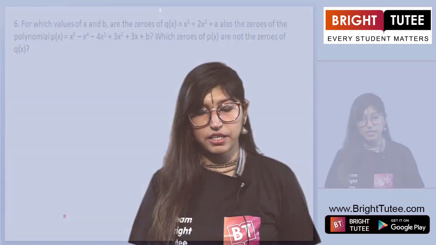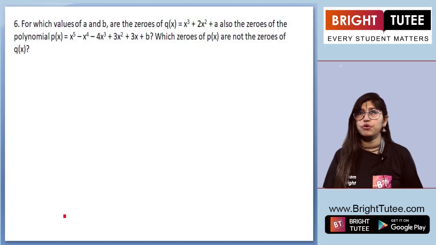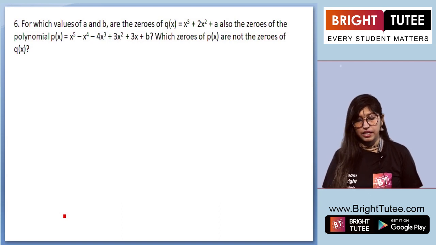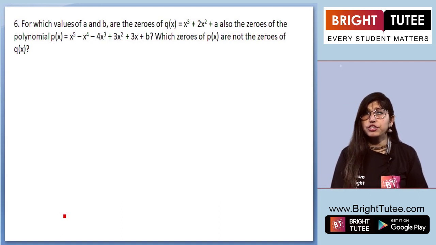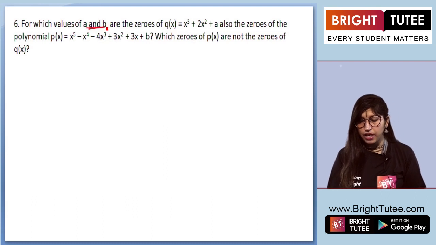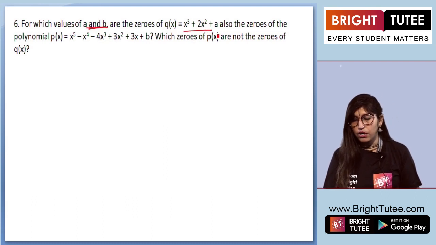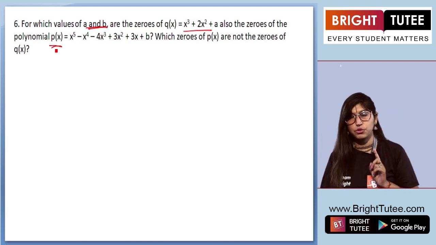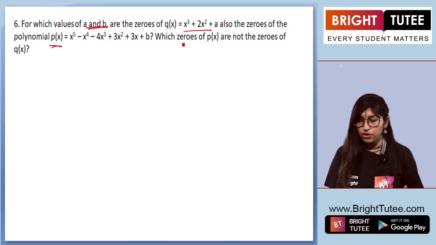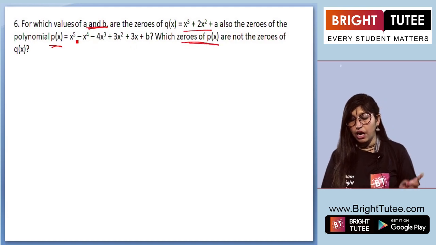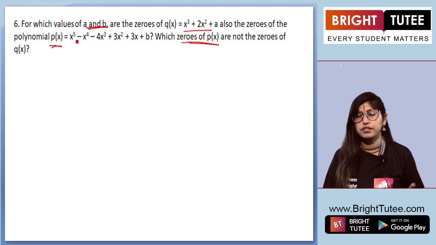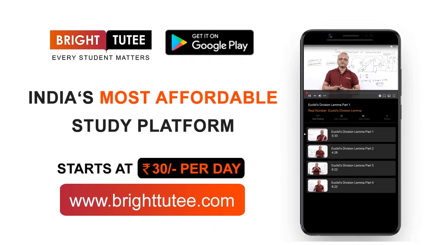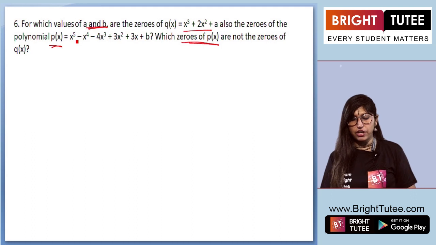So we'll be discussing question 6 of exercise 2.4 of NCERT Exemplar class 10 chapter 2 polynomials. Now this question says: for which values of a and b are the zeros of q(x) also the zeros of the polynomial p(x)? Second question is: which zeros of p(x) are not the zeros of q(x)? Now let's try and solve that out.